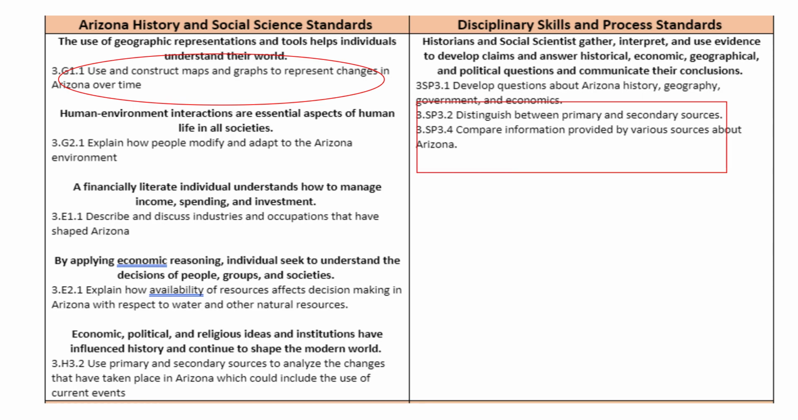And what this looks like is we have our standard, use and construct maps and graphs to represent changes in Arizona over time. And on the right, we have some suggestions of how you could use that. So we could help students look at primary and secondary resources, looking at changes over time in Arizona. We can compare information from various sources about Arizona. We could use some of those process skills to help us teach this lesson or this standard on understanding maps, graphs, and changes over time. So these are done a little bit differently. You have to actually layer them in.